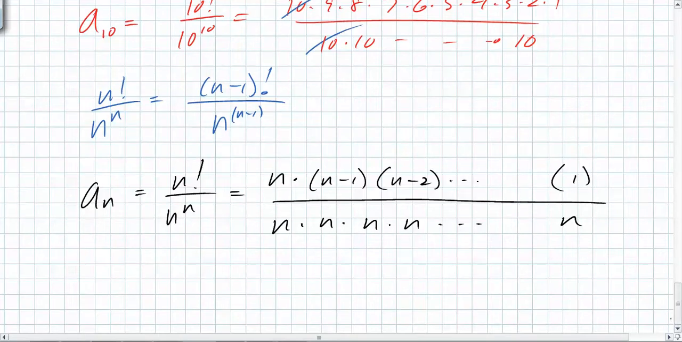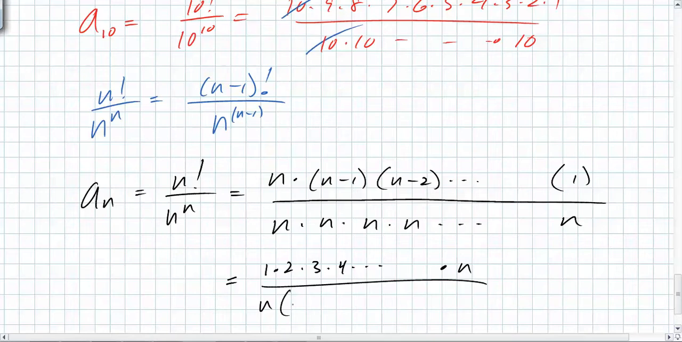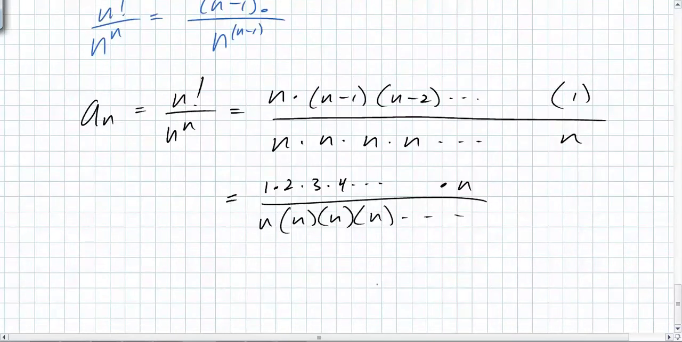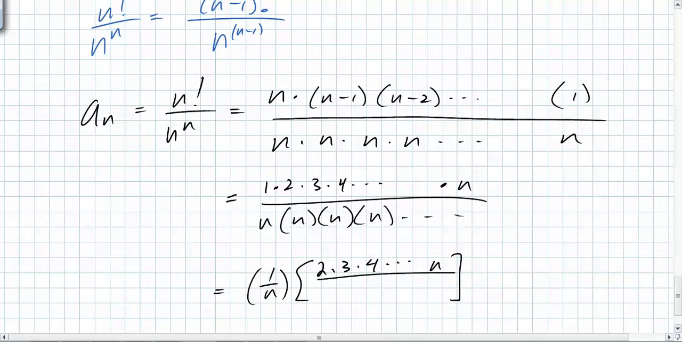Let's try something. I'm not going to do anything other than change the order. This is equal to 1 times 2 times 3 times 4, all the way up to n, right? And this is n times n times n times n. So what do you have? You have 1 over n times 2 times 3 times 4 all the way to n, all over n to the n minus 1, right? Do you agree with that?